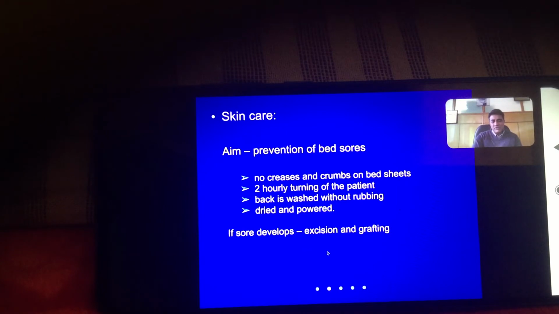Then if bed sore develops, what to do? The excision and grafting of the bed sores. If there are small bed sores, if you eliminate the pressure on that area, gradually it heals. But if there are big bed sores, then they should be excised, and regular dressing should be done. And sometimes you need plastic surgery help, or grafting of muscles and skin might be needed in those areas.